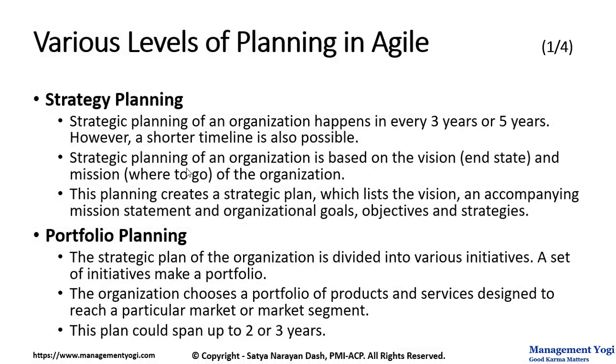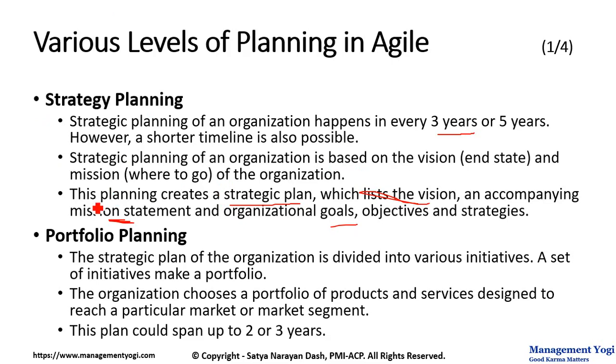Now let us see various levels of planning in Agile one by one. One is strategy planning. Strategic planning of an organization happens every 3 to 5 years. However, a shorter timeline is also possible. Strategic planning of an organization is based on the vision, that is the end state of the organization, and the mission, that is where to go. This planning creates a strategic plan, and the strategic plan will contain the vision of the organization, the accompanying mission statement, the organizational goals, and the organizational strategic objectives, or organizational strategy. So this strategic plan will contain vision, mission, goals, strategies, and objectives.